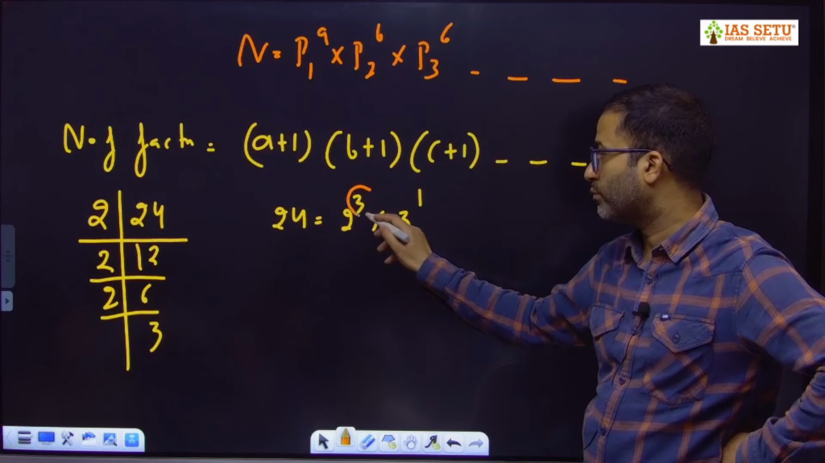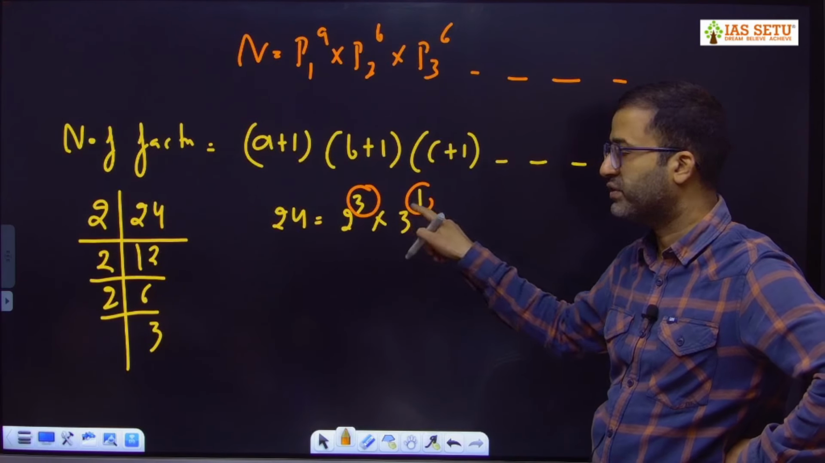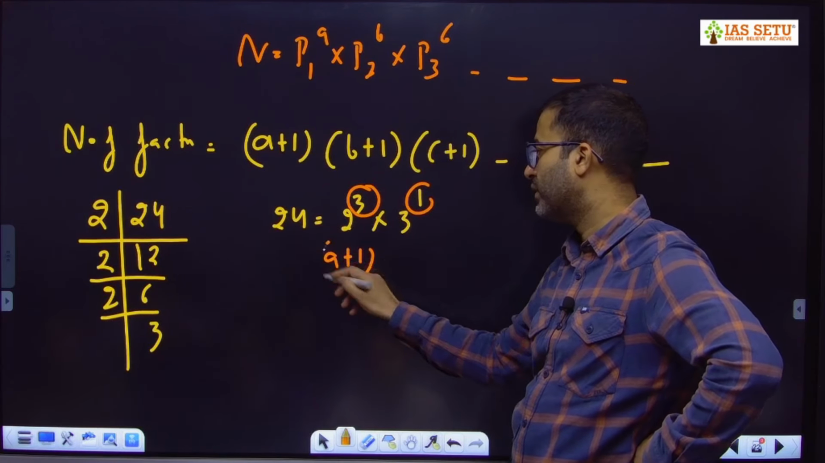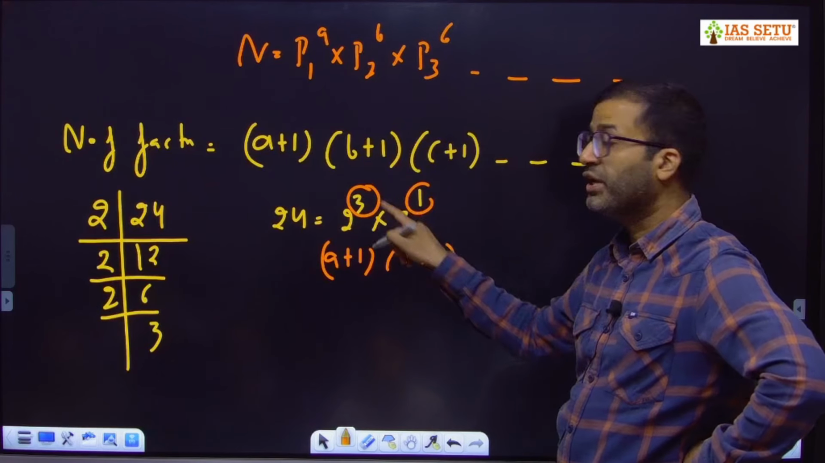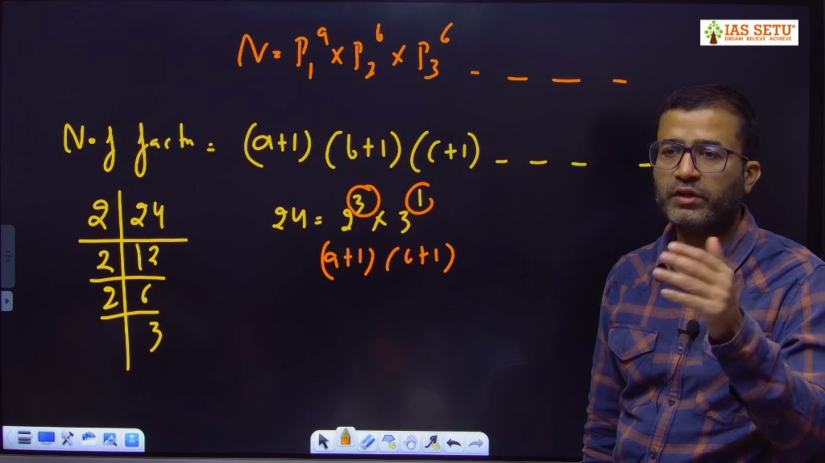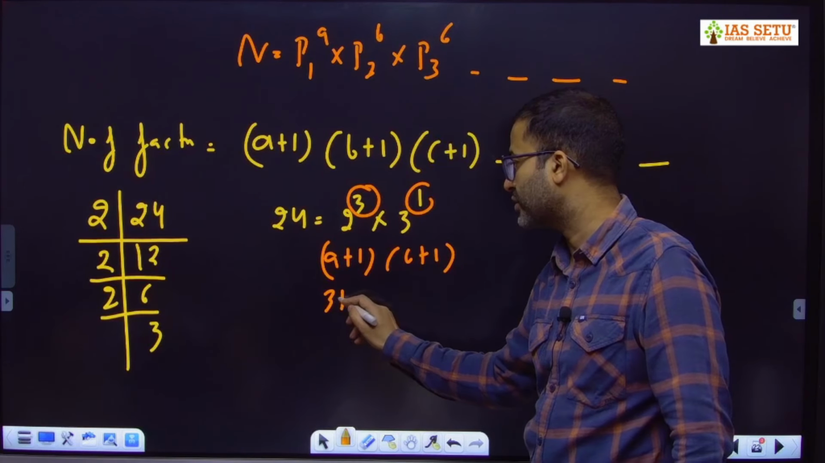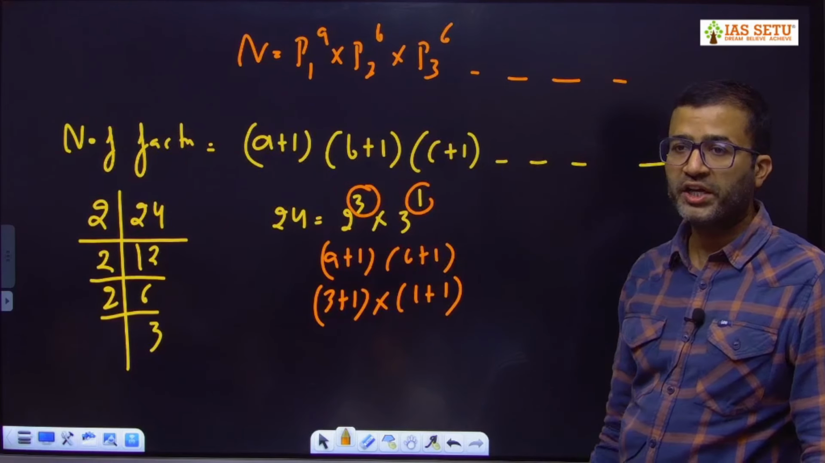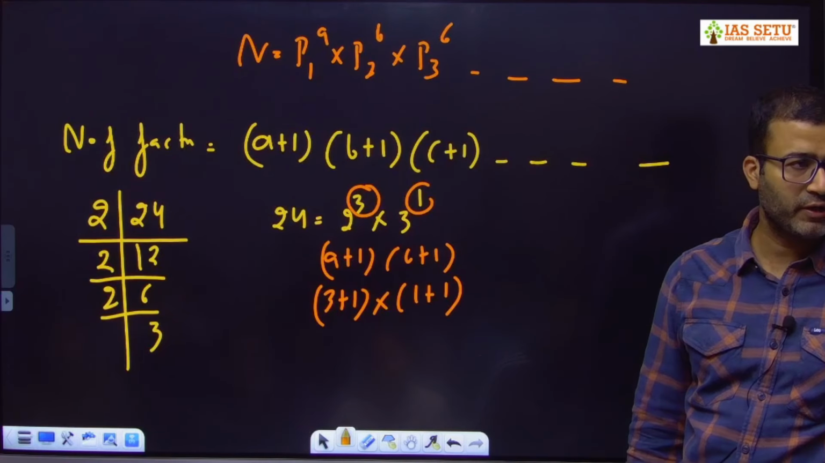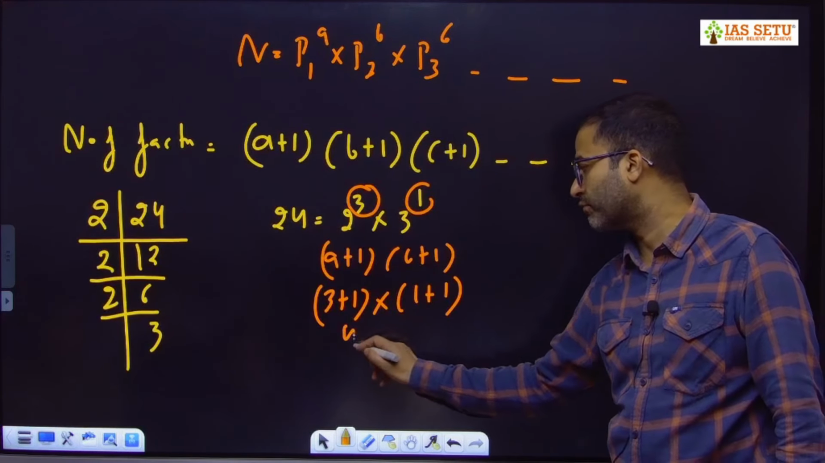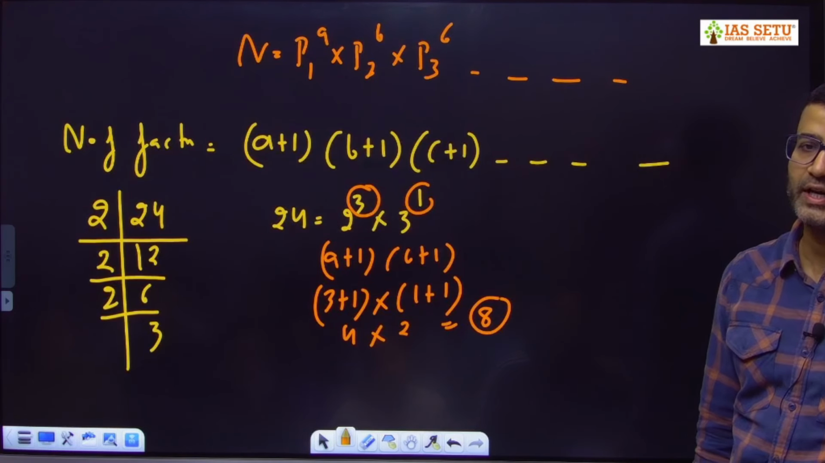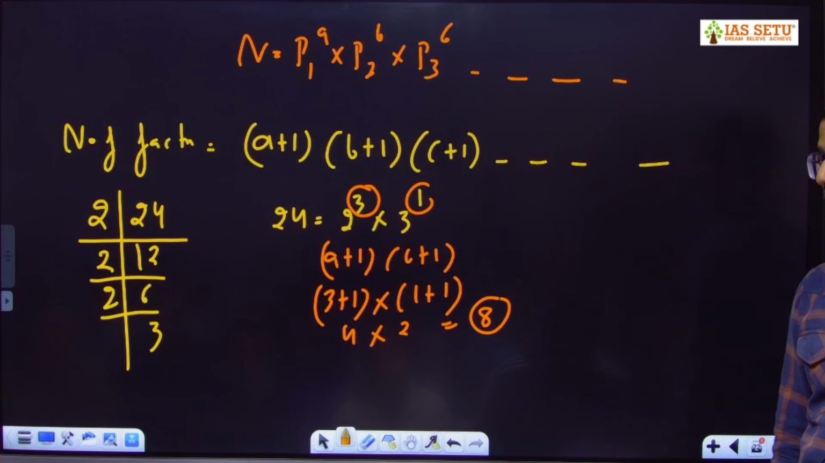Then you focus on the powers. So this is a, this is b. So here your formula is a plus 1 into b plus 1. In the powers you add 1, 1 and multiply. So it is 3 plus 1 into 1 plus 1. So it is 4 into 2, 8. You can check. 24 has 8 factors. I repeat.